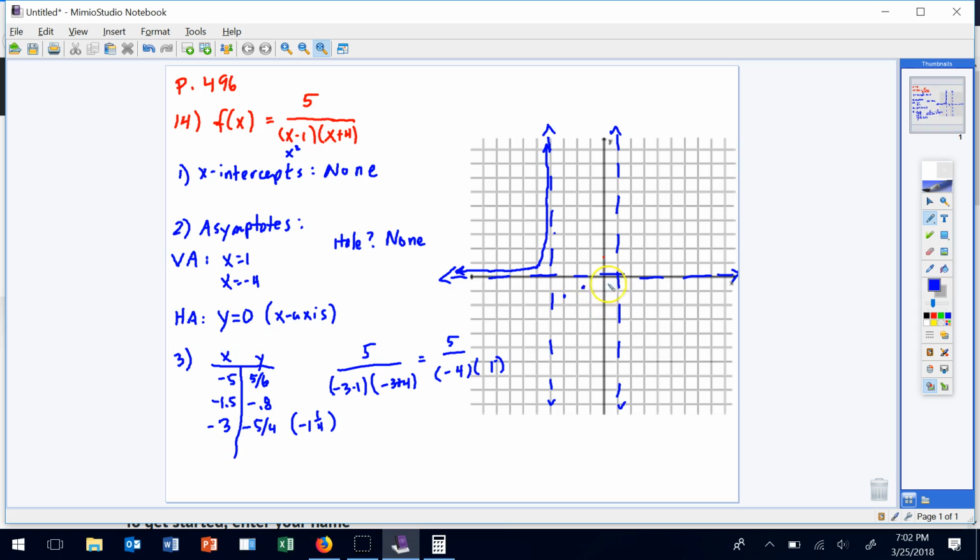All right, so let's try 0. If we try 0 as an input, it looks like we're going to get the same thing. So this has some symmetry. -1 times 4, so we get the same result. So by choosing the point that's right in between these two vertical asymptotes, we basically have symmetry at that point.